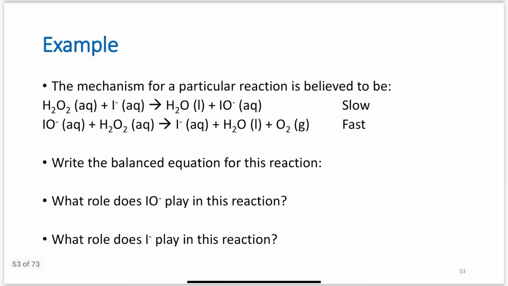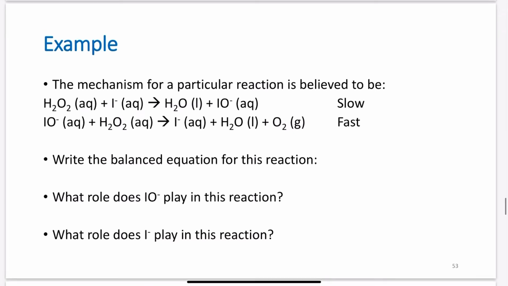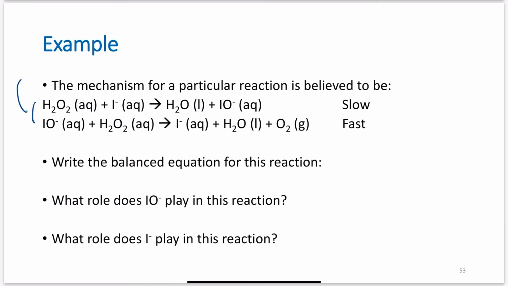The mechanism for a particular reaction is believed to be as follows. H2O2 plus I minus giving me HO minus plus IO minus. IO minus plus H2O2 giving me I minus, H2O and O2. The first reaction, we call these elementary steps again. The first reaction is slow, the second reaction is fast. When it says slow, that is your rate determining step.